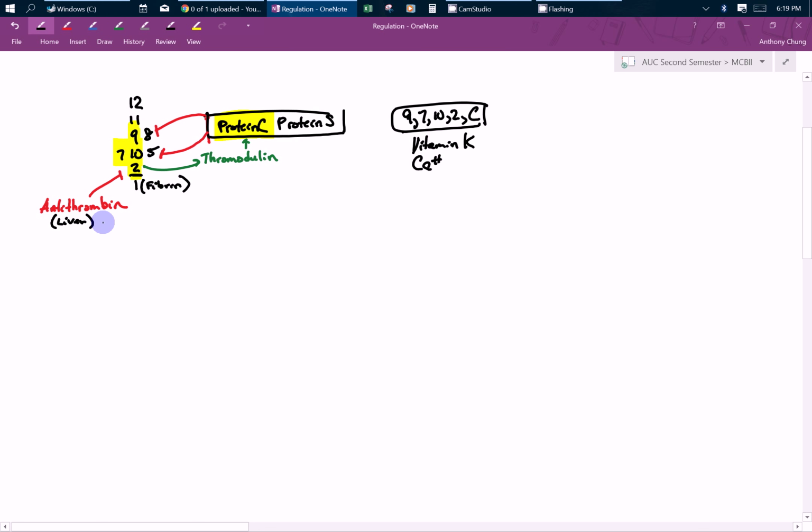And we have this drug called heparin, which will enhance antithrombin. And then antithrombin will then inhibit factor 2. So heparin over here is an anticoagulant.